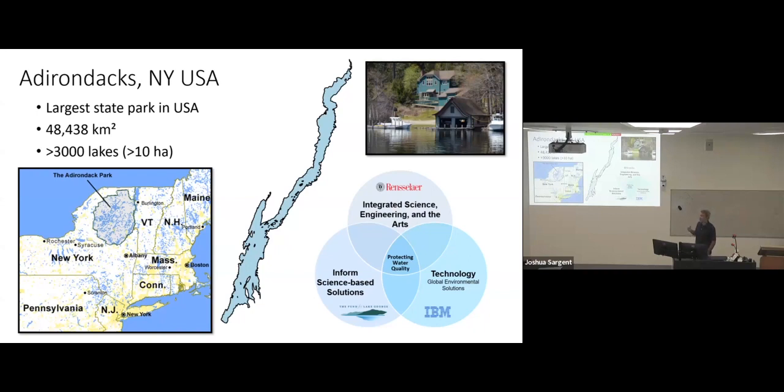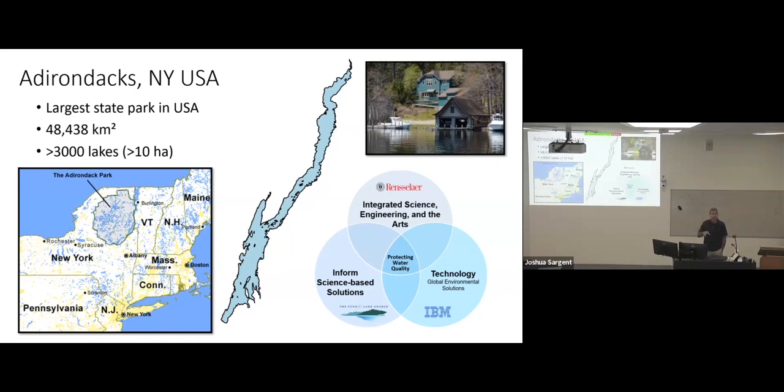As Dennis mentioned, I'm also the acting director of the Darren Freshwater Institute, which is my university's field station on Lake George, which is in the Adirondack Park. It's a roughly 50-kilometer long lake, an oligotrophic lake, where a lot of our research is done. And the picture on the upper right is a picture of our field station.